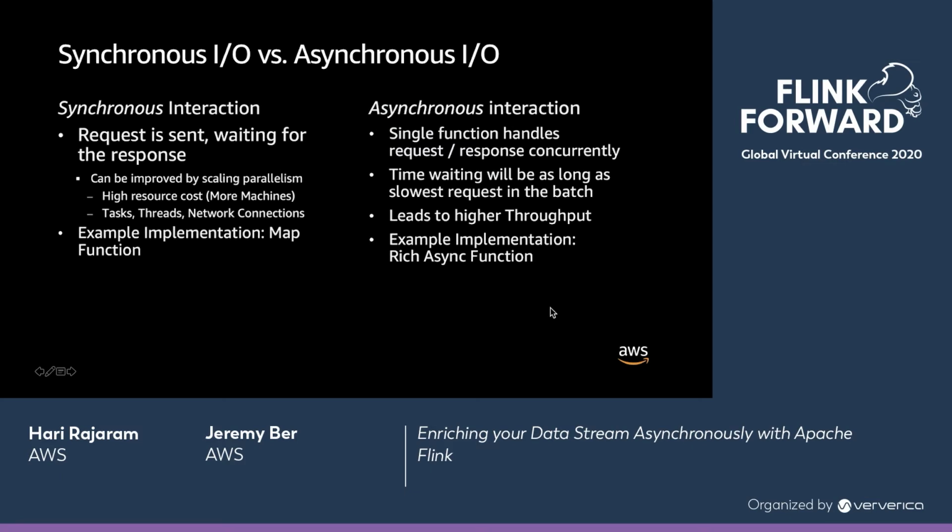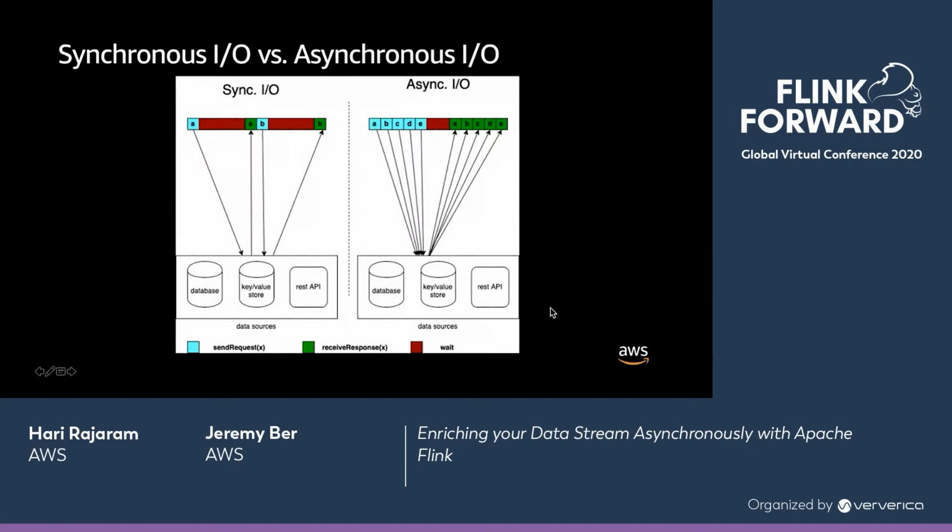And so users typically implement this using something like a rich async function, where you can define your async client as a shareable resource among the subtasks of that particular operator. And we're going to get into how that's implemented a little bit later in the discussion. But just to fully illustrate this point, this image really does a great job of illustrating the difference between doing synchronous IO versus async IO.